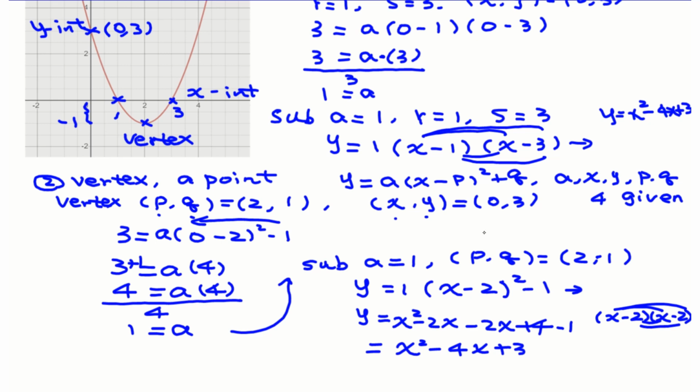So factor form, vertex form, and standard form are 3 different forms for this same quadratic function. If the given information is not from a graph, but only says the vertex is something and a point is something, then the point is your x-coordinate and y-coordinate. So you have 4 values given.